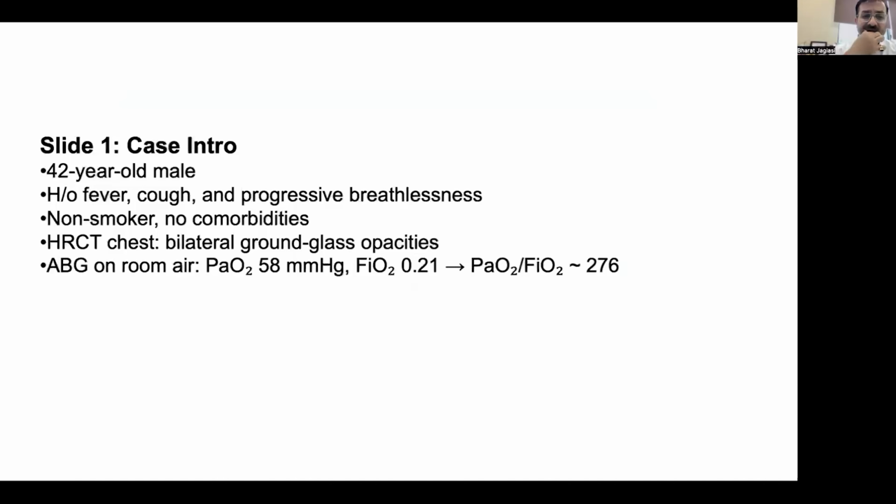So let's take a case now. It's a 42-year male, history of cough, fever, and progressive breathlessness. He's a non-smoker, no comorbidities, and HRCT showed bilateral ground glass opacity. If you look into the ABG, PaO2 on room air is 58 millimeter mercury, and PF ratio is around 276.